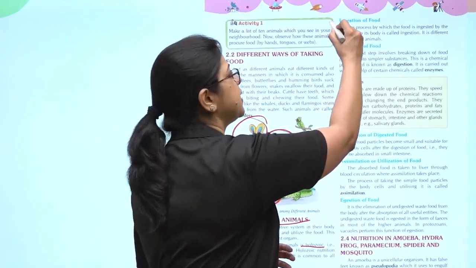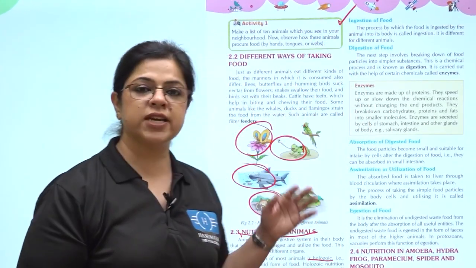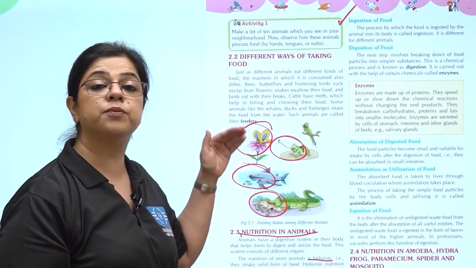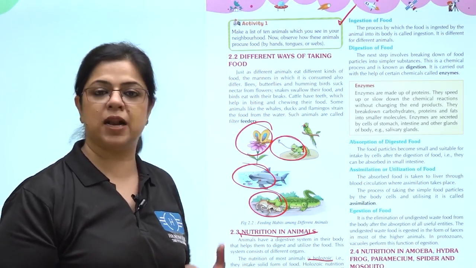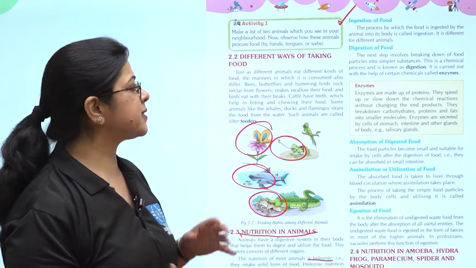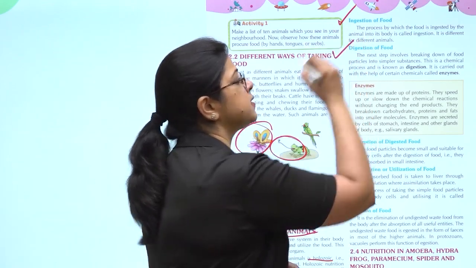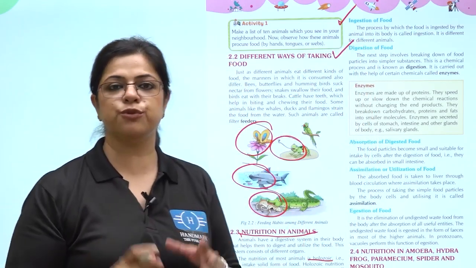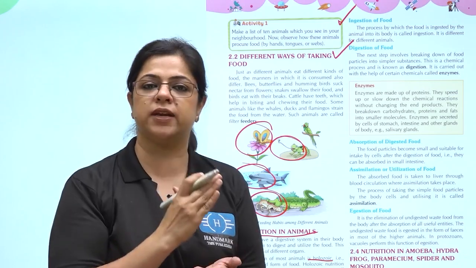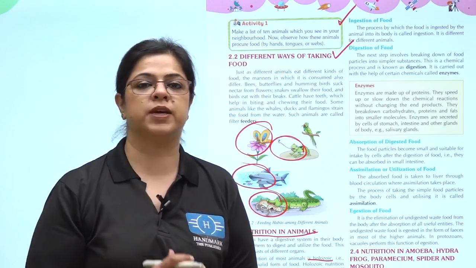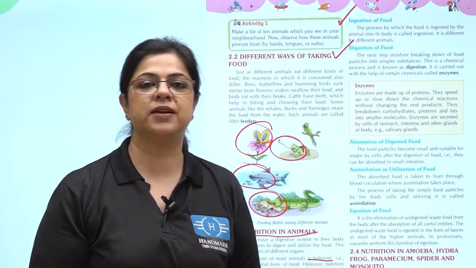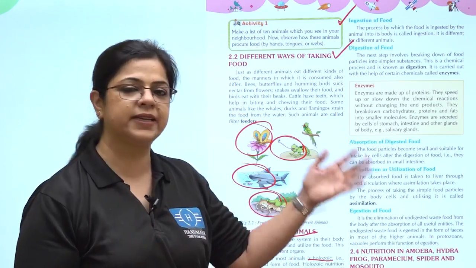The first step is ingestion of food. The ingestion of food, as we have learned from the various examples here, may be by sucking or just gulping down the food. The next step in the process involves digestion of food. Digestion of food means breaking down the food into smaller particles. Digestion of food takes place in two ways. It is mechanical and chemical digestion, which we are going to learn a little later.